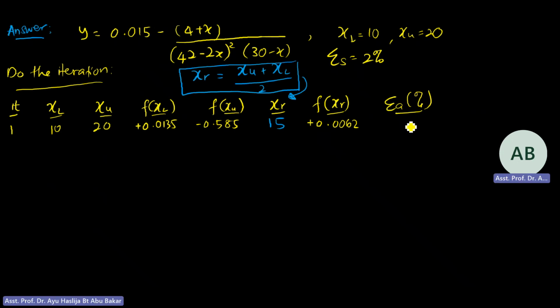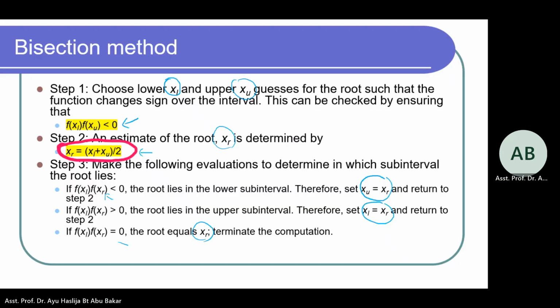EA, how about EA? Any value for EA? No value, correct? Because EA is current approximate minus previous over current. Now we don't have previous. So first one EA is 0. Nothing. Now, what we need to see is FXL multiplied by FXR. If negative, the XR is the XU.